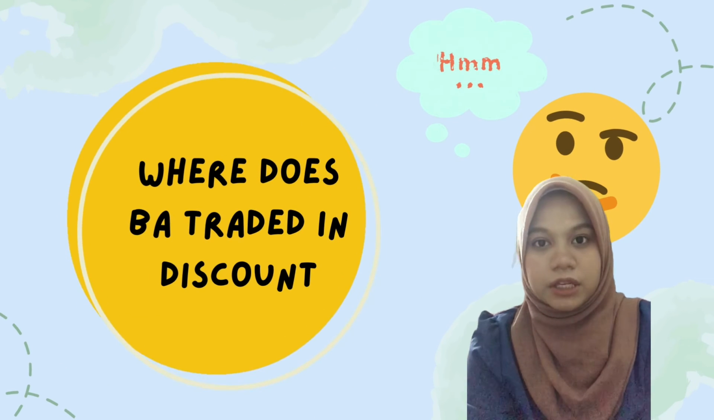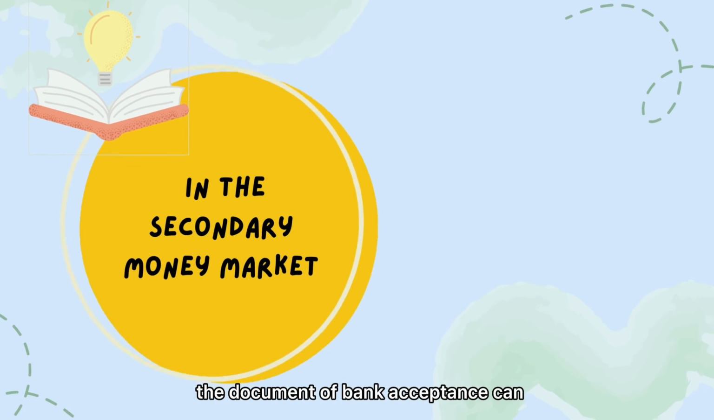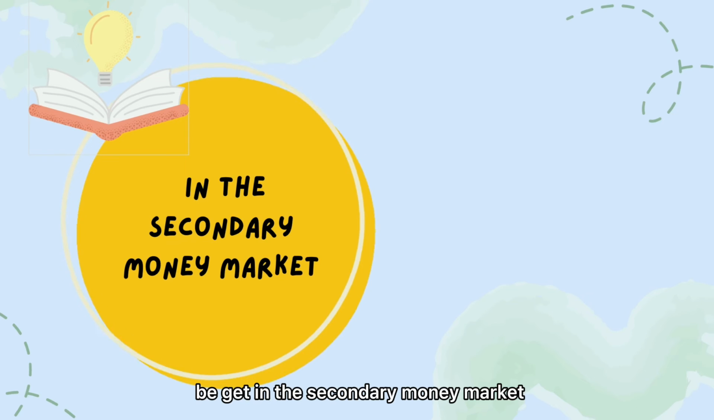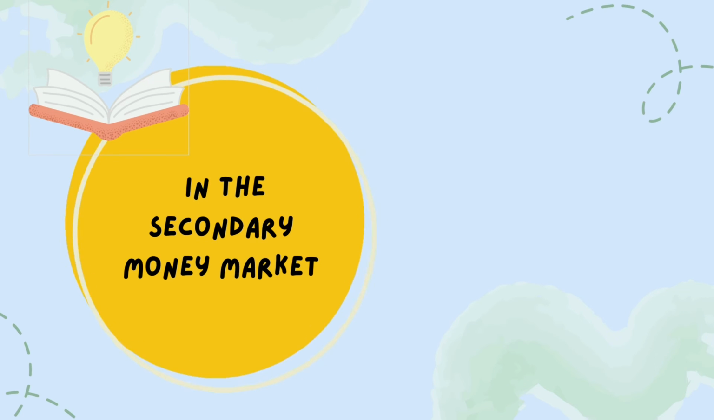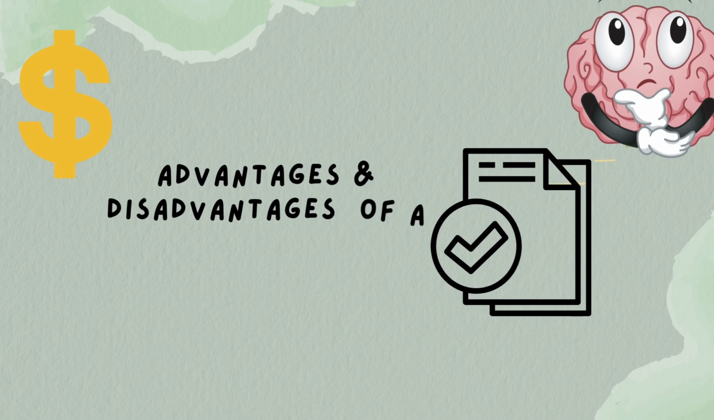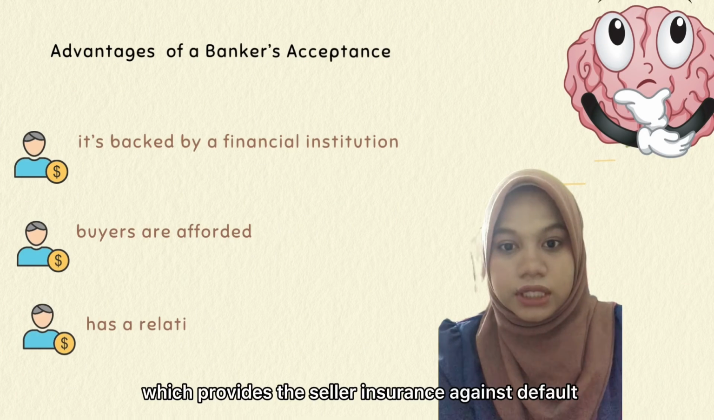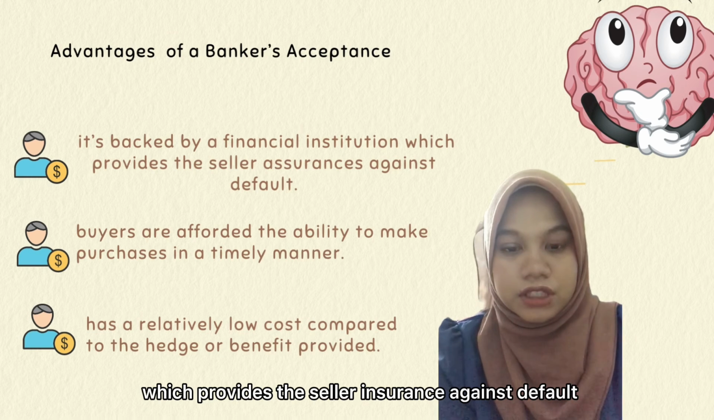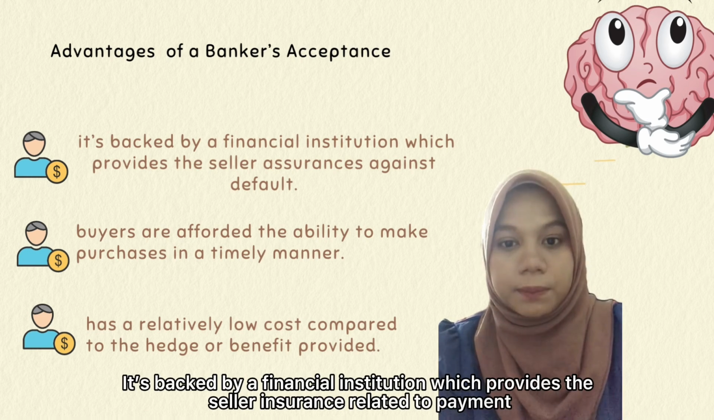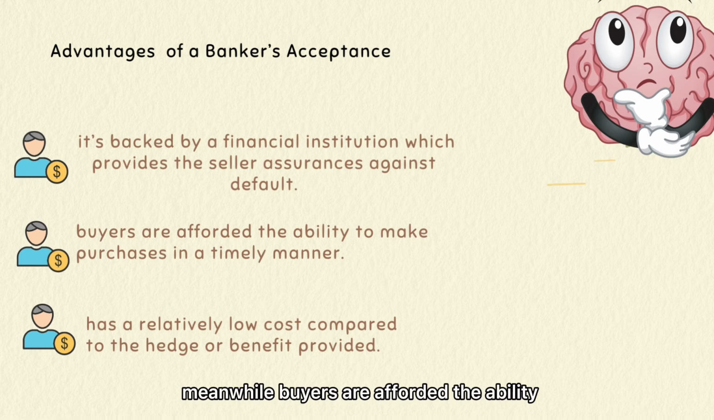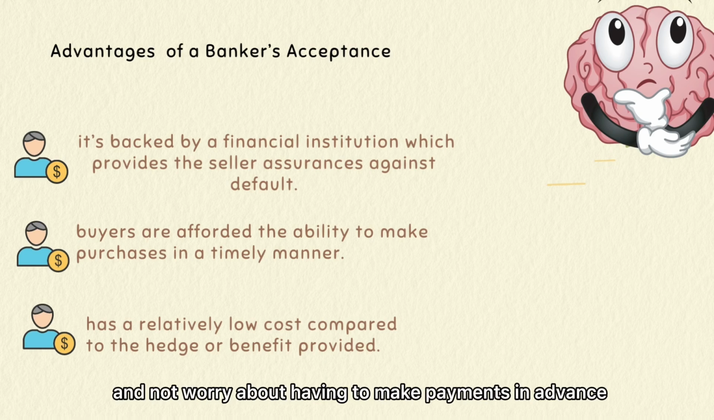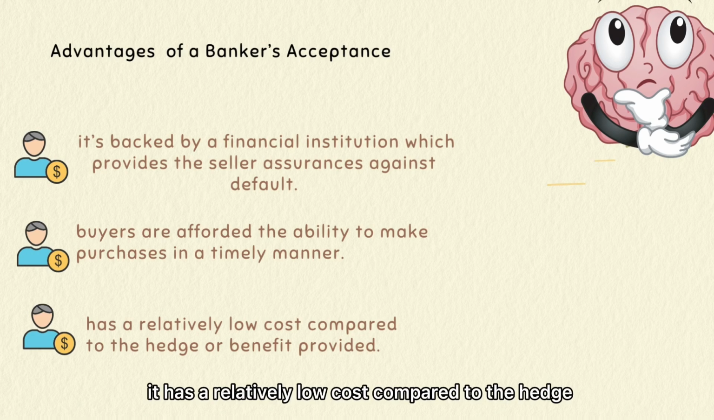The document of bank acceptance can be obtained in the secondary money market. It provides the seller assurance against default. This gives the seller assurance related to payment. Meanwhile, buyers are afforded the ability to make purchases in a timely manner and not worry about having to make payments in advance. It has a relatively low cost compared to the hedge or benefit provided.